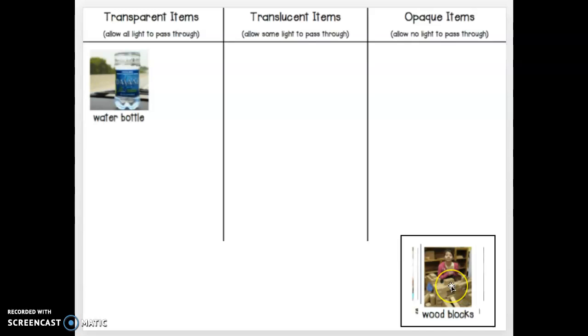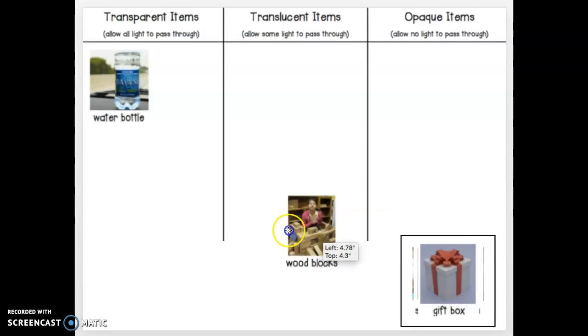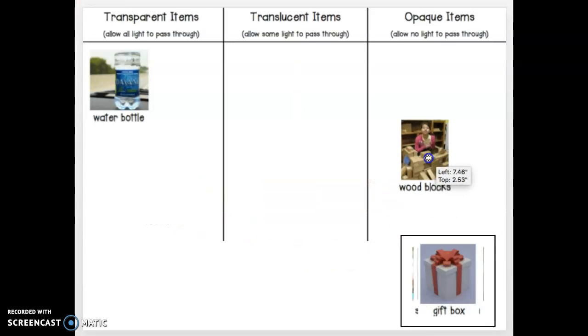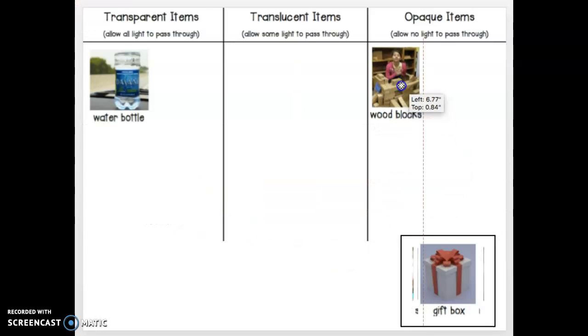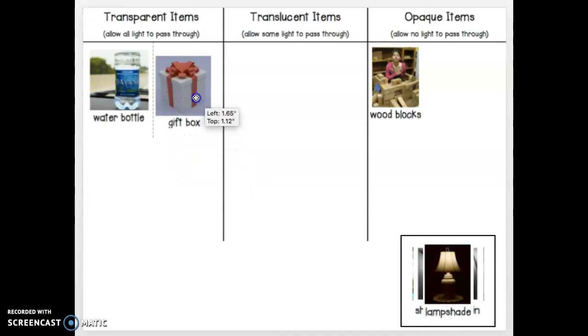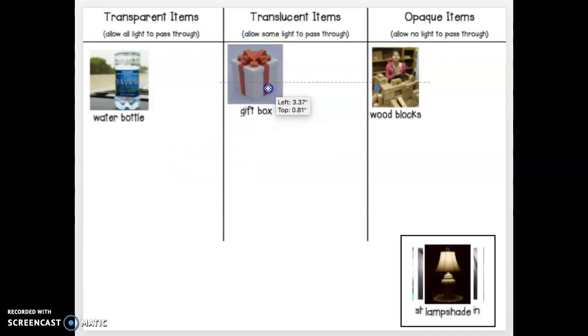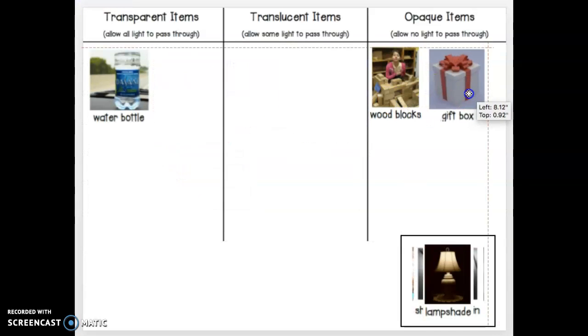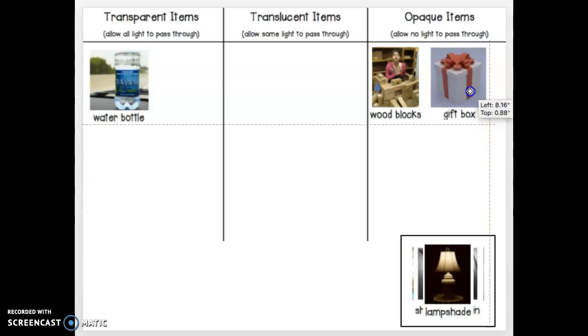Okay, next one, wood blocks. Does light go through? Some light or no light? You're right, no light at all. What about a solid gift box looking like the one I have on the screen? Does light pass through? Does some light pass through? Or does no light pass through? You're right, no light passes through.